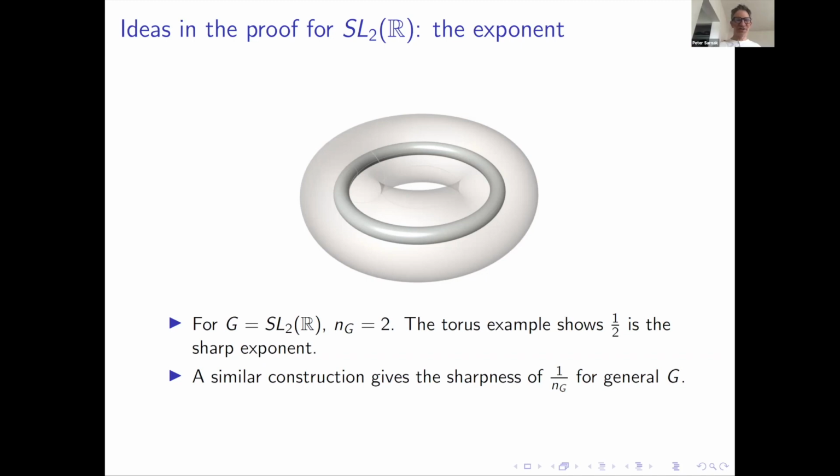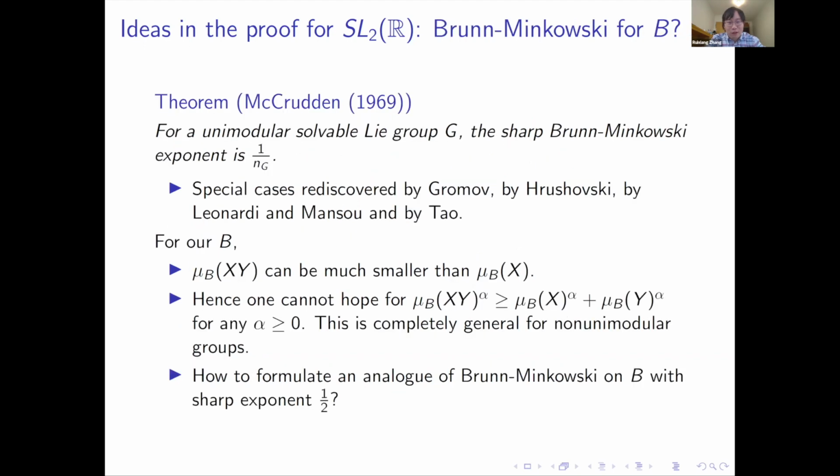Sorry, I'm going to disturb you again. For solvable or nilpotent groups, these things are understood. How does your conjecture fit? I'm going to show that in a few slides. In this slide you will see that if G is unimodular and solvable, this is proved by McCrudden. We will get into that a little bit later.